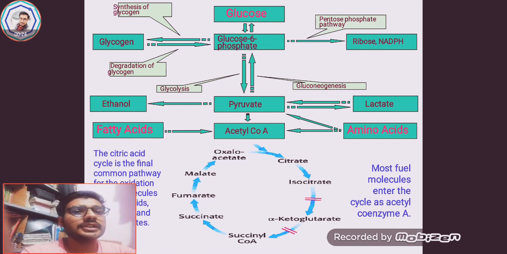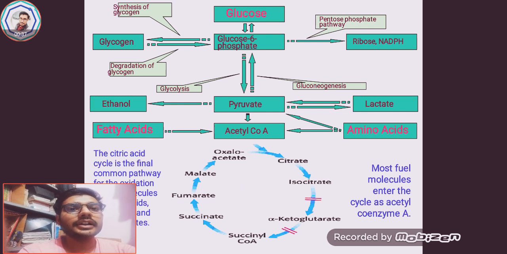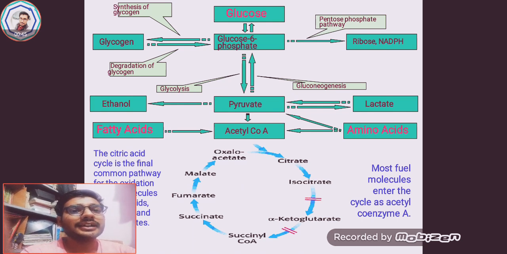Friends, as you can see on the screen, glucose gets converted into glucose 6-phosphate that can undergo the pentose phosphate pathway or can undergo synthesis of glycogen, or it can form pyruvate, which is simple glycolysis. Also the pyruvate gets converted into glucose 6-phosphate through gluconeogenesis. We will be talking in detail about gluconeogenesis in our next video.